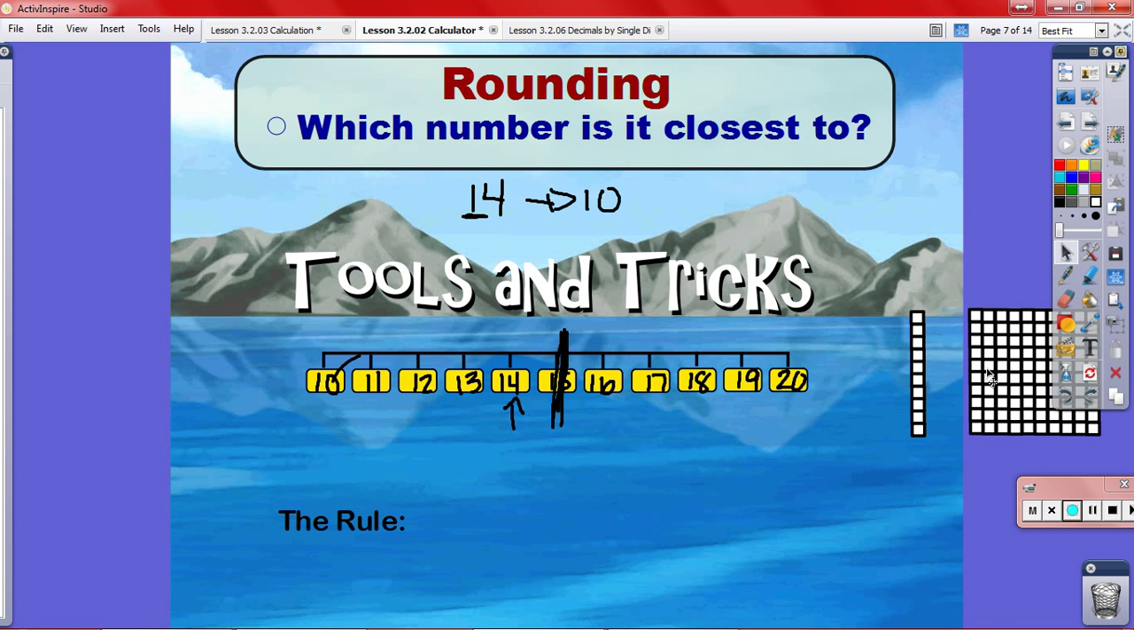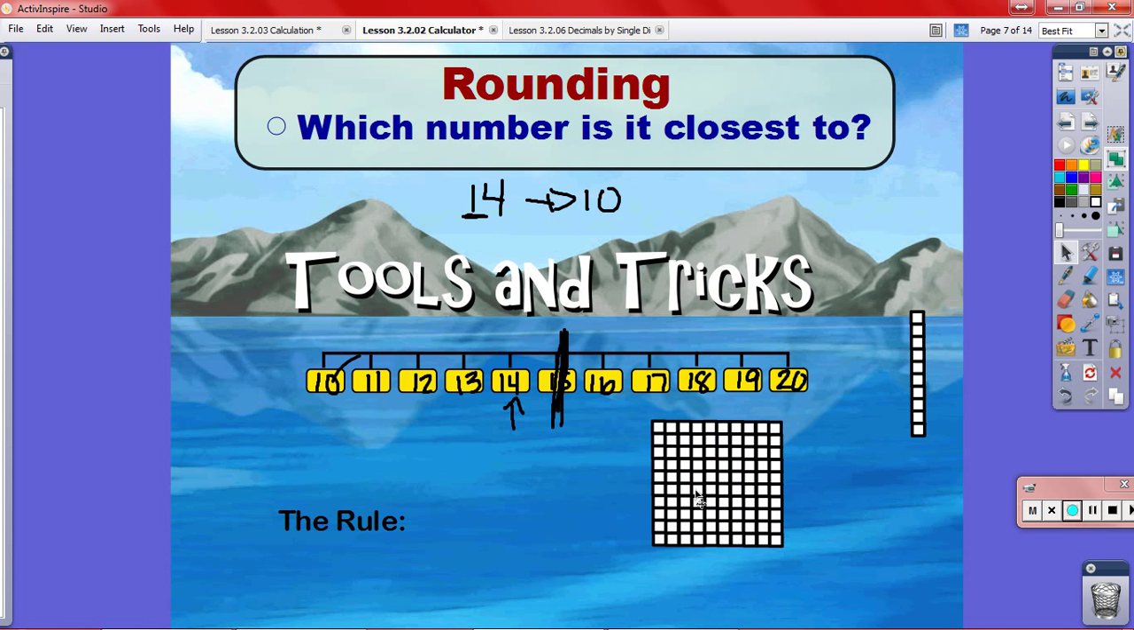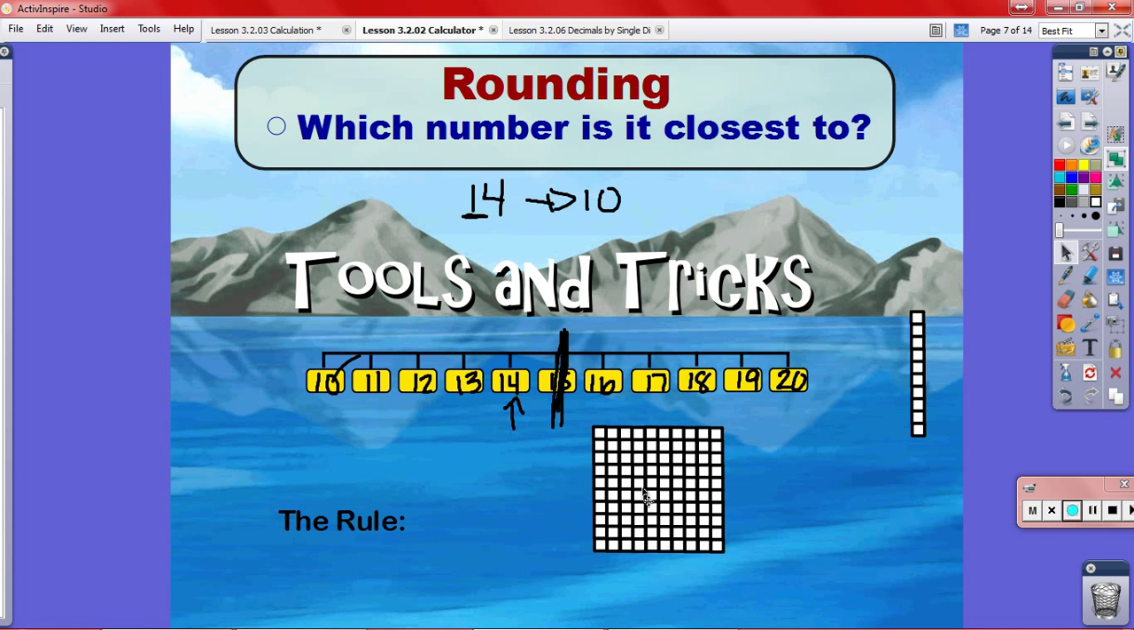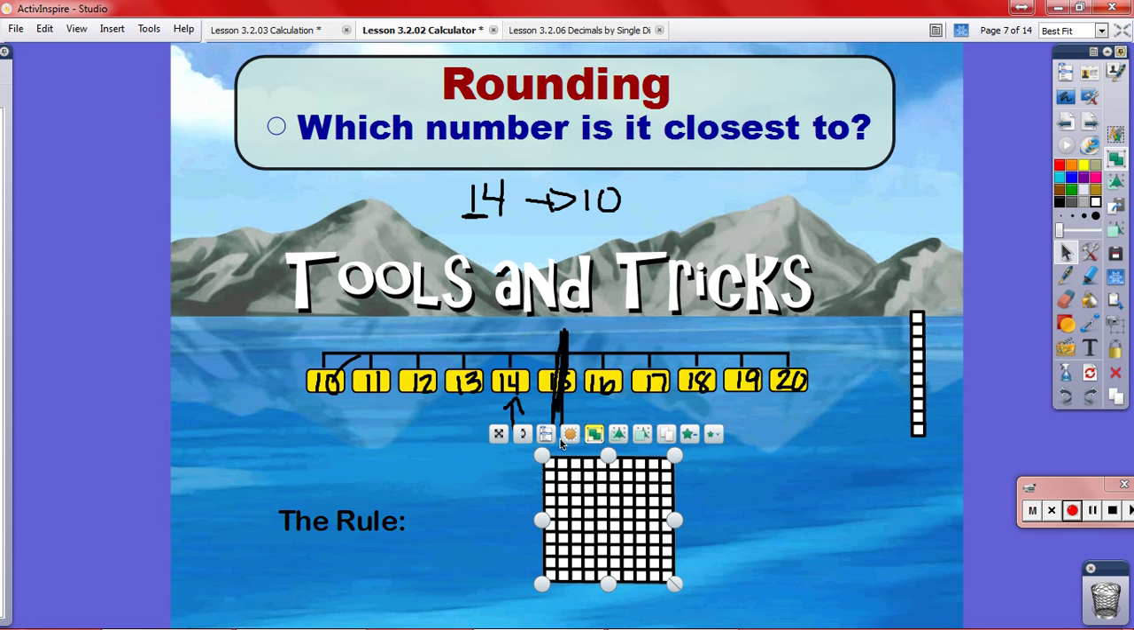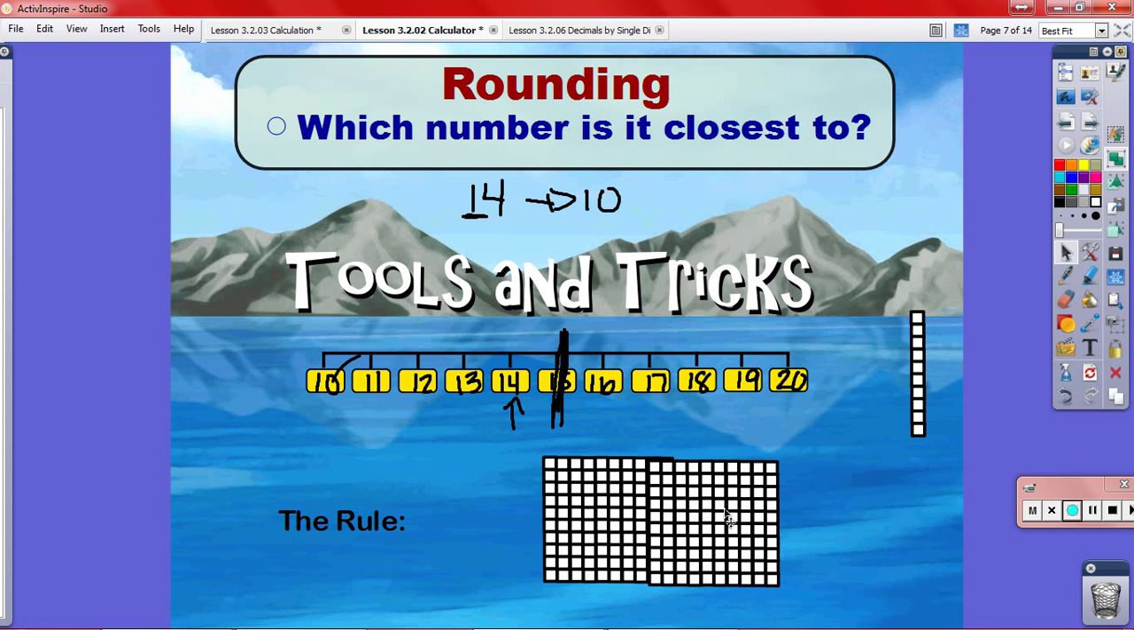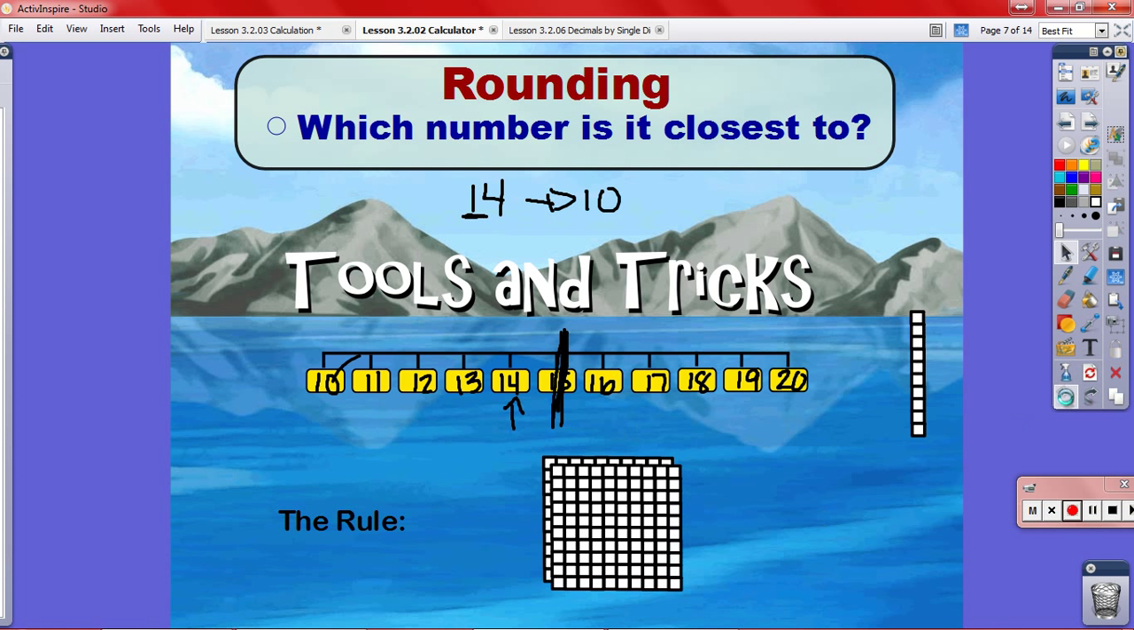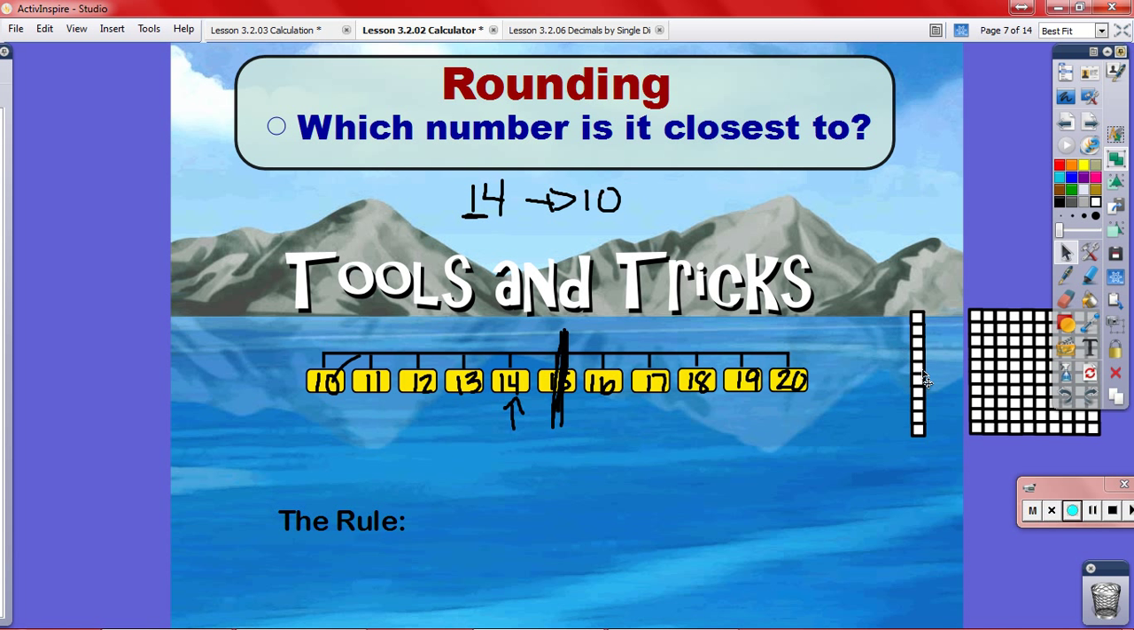I could show the same thing with a tens block. So I guess I would need 2 of these technically. So let me duplicate this. Actually, I'm going to duplicate the smaller one. It'll be easier to deal with. Okay, so what I have is 1, 2, 3, 4, 5, 6, 7, 8, 9, 10, 11, 12, 13, 14.